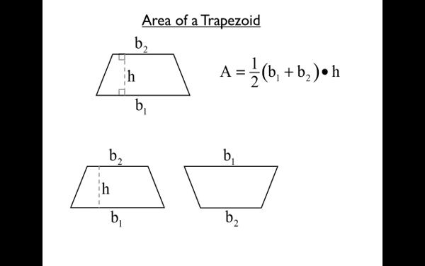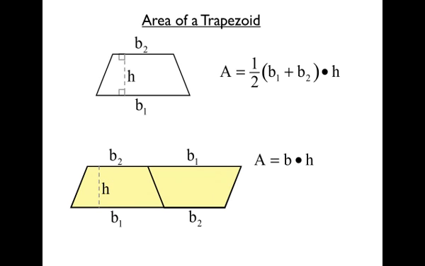Where this is coming from is basically, imagine having two trapezoids that are exactly the same, and we flip one over, and if we put them together, what kind of shape do you get here? It looks exactly like a parallelogram. Well, the area of a parallelogram is found by taking base times height.